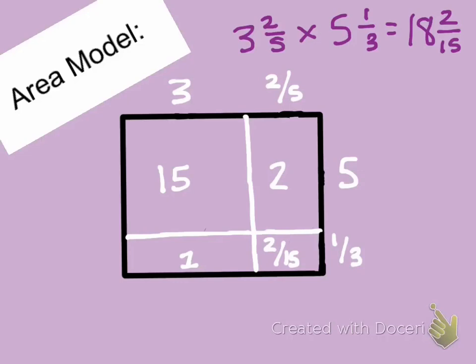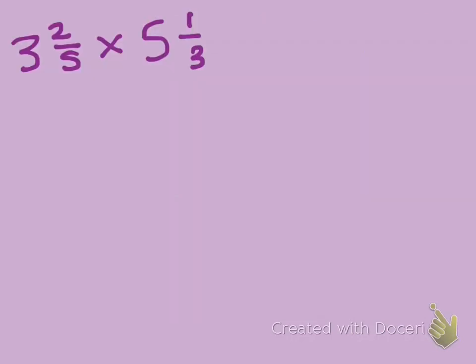An area model is a really easy strategy. It helps us stay organized, but it's not always the most useful strategy. So today we're going to try multiplying mixed numbers without using the area model. So we're going to take the same problem that we did in yesterday's video and see if we can find the same answer but without using the area model this time.